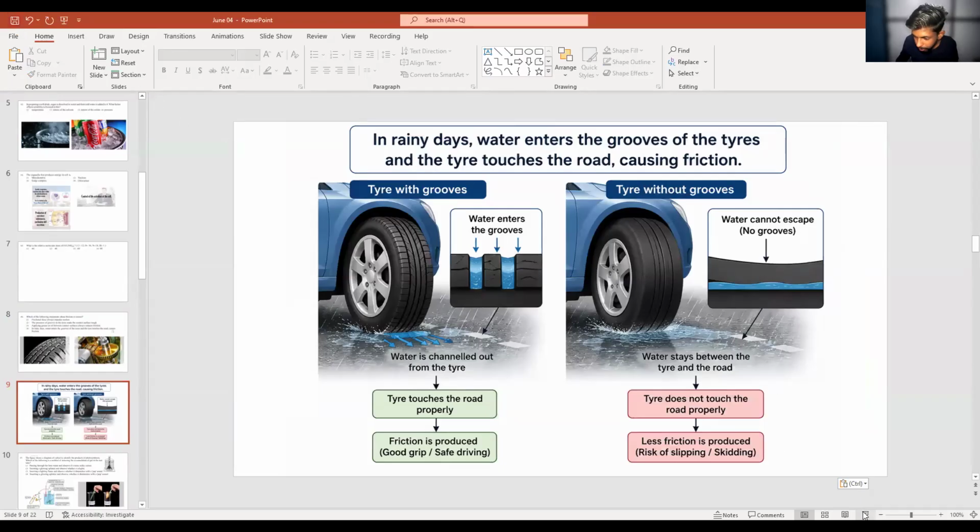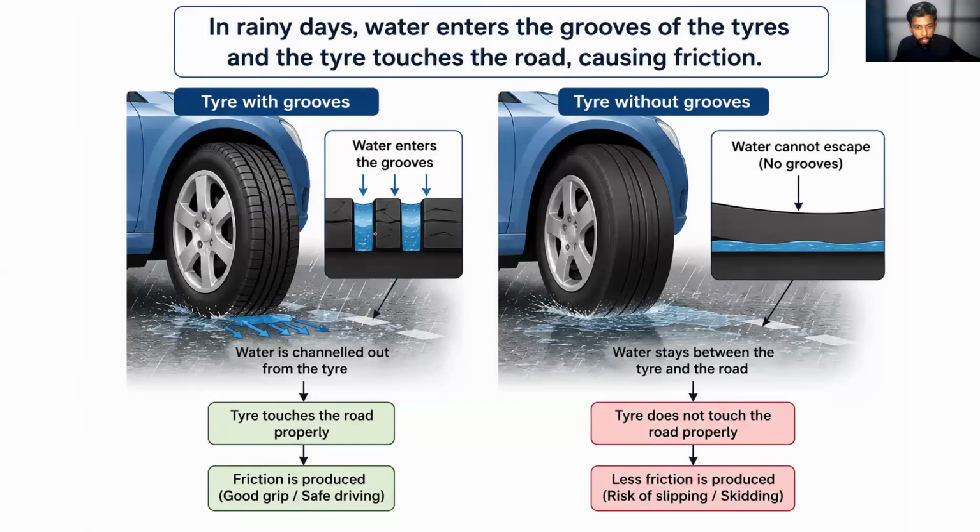Look at this picture. Now here in the tire, if we have the grooves, all the water will enter into the grooves. Did you get that idea? Now the tire and the road will be in contact with each other. But if there are no grooves, what will happen? Between the tire and the road, you will have water here. Now the tire will easily slip. Did you get that idea?